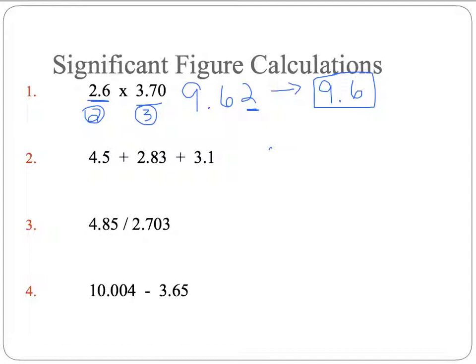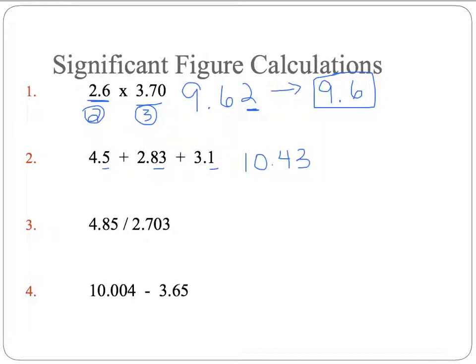Alright, the next problem is adding 3 numbers. Let's go ahead in our calculators. 4.5 plus 2.83 plus 3.1 gives me 10.43. But again, write that answer down and then go back and think about it. Now, the rule for this one is different. For adding and subtracting, if you look at your rule, it says when you add and subtract, you have to record your answer to the least number of decimal places. So I'm not going to be counting significant figures. I'm going to be looking at the number of decimal places after that decimal.